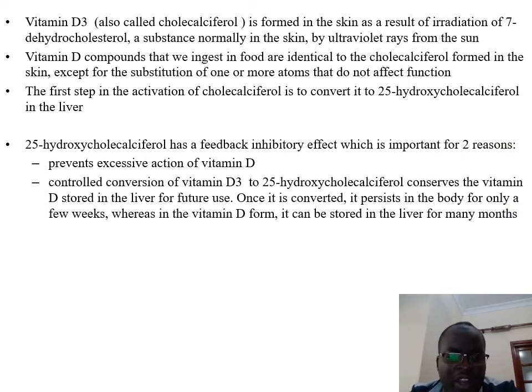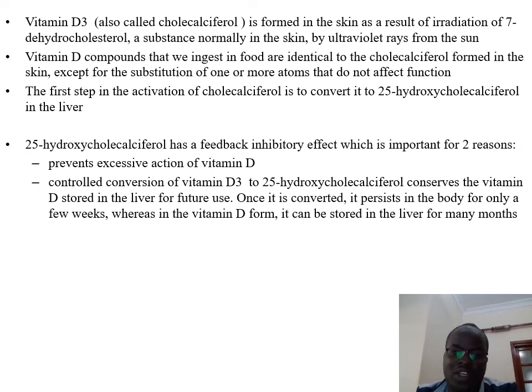The 25-hydroxycholecalciferol has a feedback inhibitory effect, which is important for two reasons. So you need to regulate the amount of the active form of vitamin D. Because with an excessive amount of activation of vitamin D, you know the effect of vitamin D, you will have hypercalcemia, then you can also have hyperphosphatemia, meaning that you have an increase in calcium levels and also phosphate levels. So to inhibit that, you find that there is regulation.